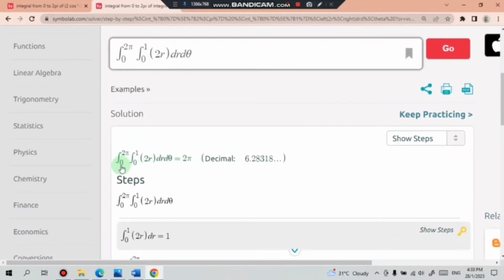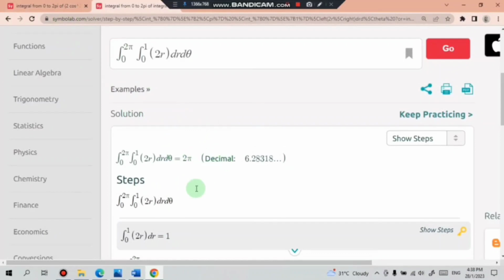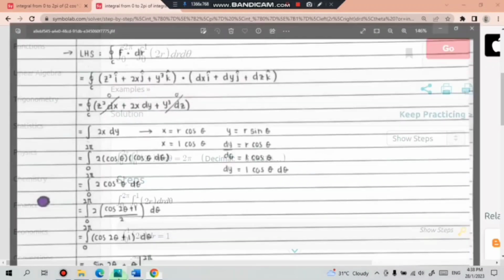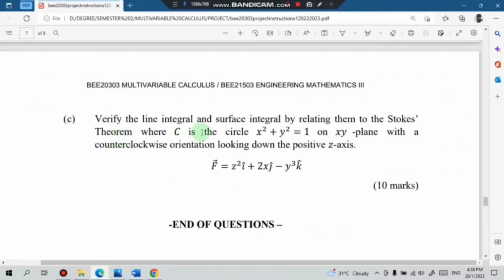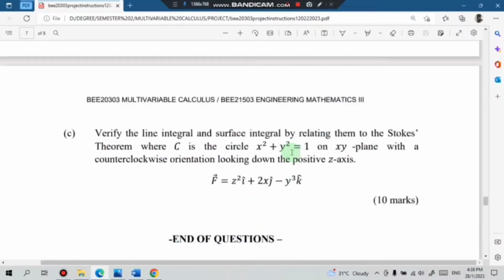We got the integral of the right hand side is also equal to 2 pi. Since the value of both the left hand side and right hand side is the same, which is equal to 2 pi, we can say that it is verified. The line integral and surface integral are related by Stokes' theorem because both sides have the same value of 2 pi. So I think that's all from me. Thank you.